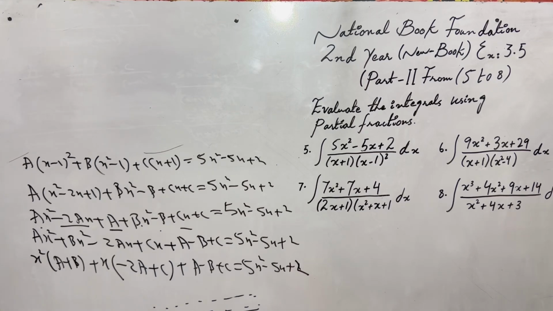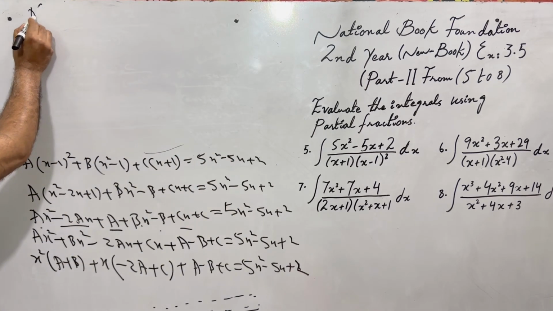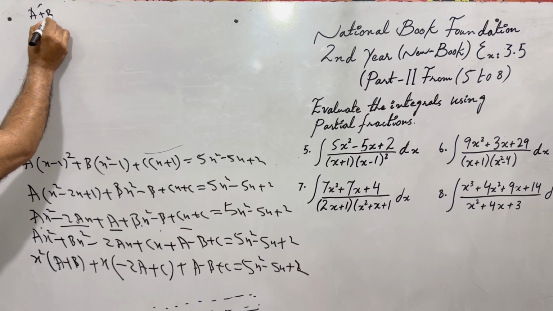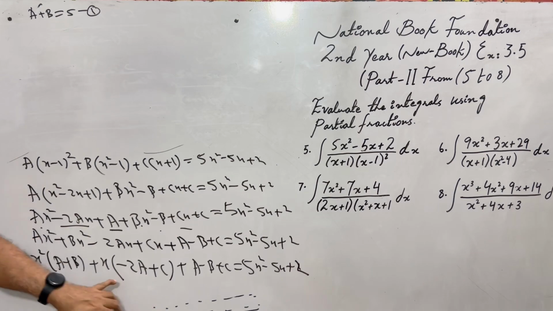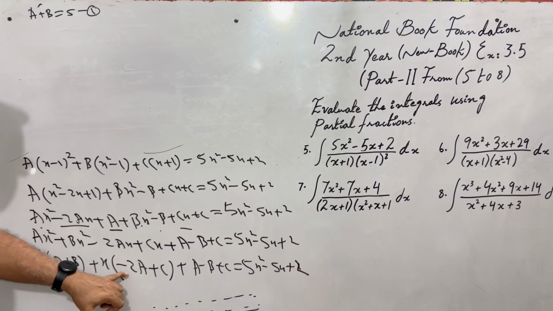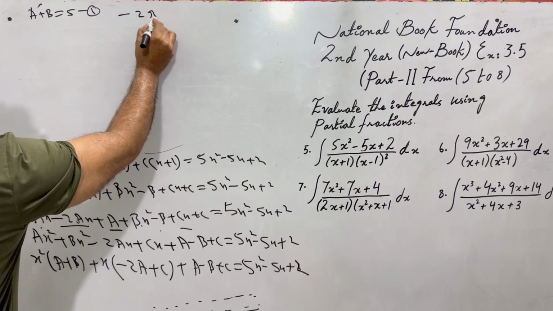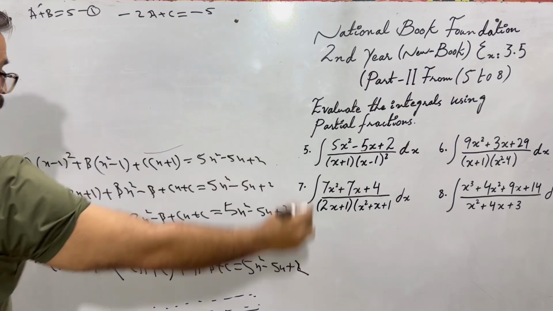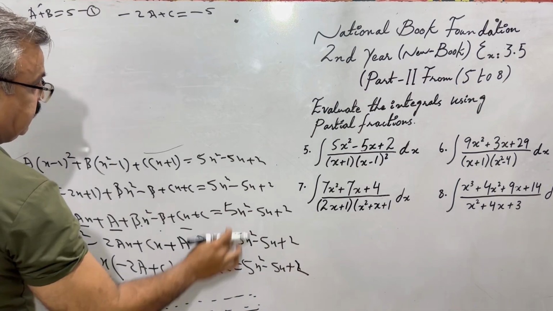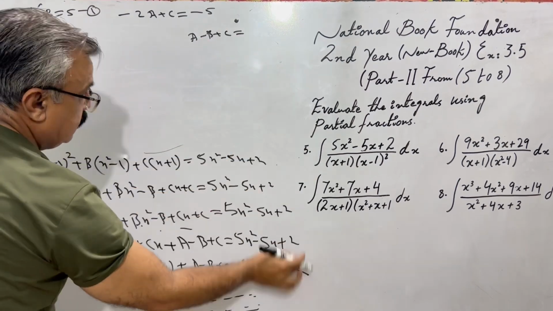On comparing, our first equation is a plus b is equal to 5, by virtue of the coefficients of square terms. A plus b is equal to 5, equation number 1. What about x? Coefficient of x here is minus 2a plus c, here minus 5. The second equation is minus 2a plus c is equal to negative 5. Good one. What about constants? A minus b plus c is equal to 2.